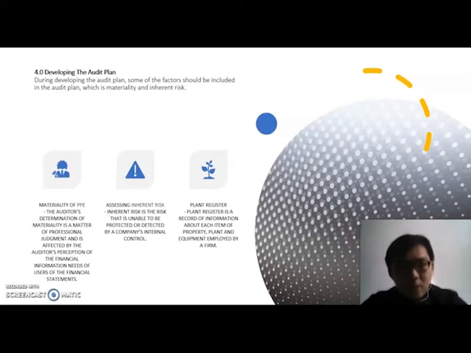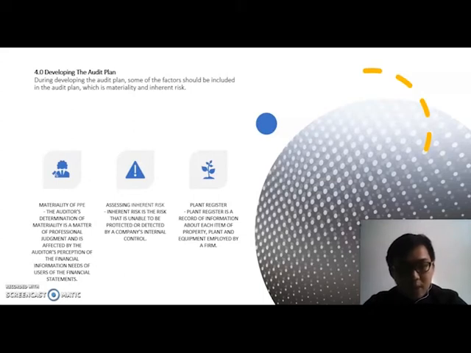During developing the audit plan, some of the factors that should be included in the audit plan are materiality and inherent risk. So the first factor is materiality of PPE. What is materiality? The auditor's determination of materiality is a matter of professional judgment and is affected by the auditor's perception of the financial information needs of users of the financial statements.